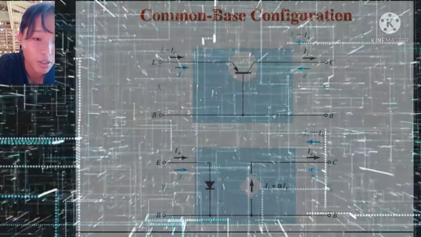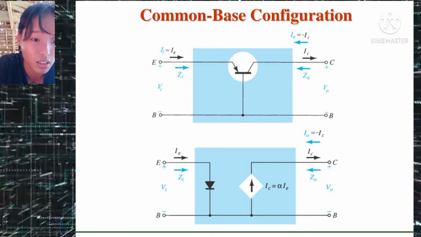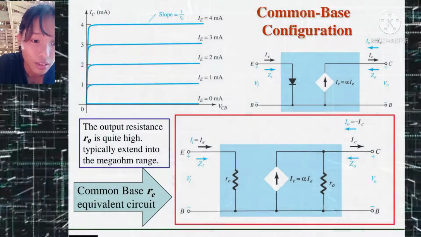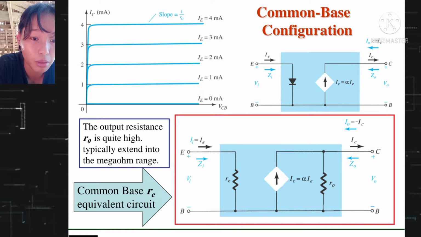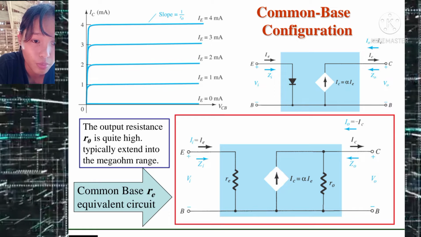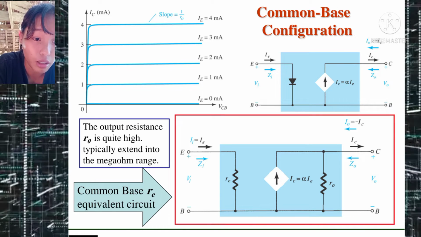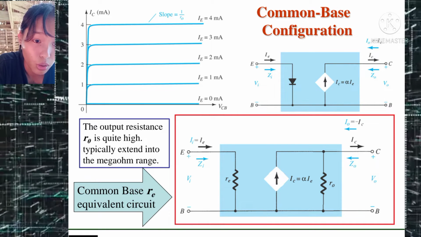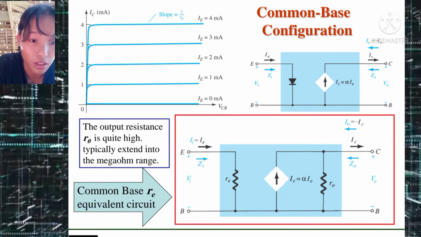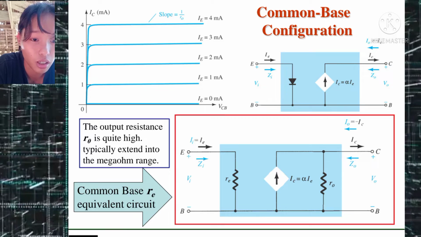Here for our common base configuration, we can see that it is similar in many ways to the common emitter configuration. In general, the common base configuration has very low input impedance because it is essentially simply re. This also means that the output impedance ro will typically extend into the megaohm range. So the output impedance is quite high.